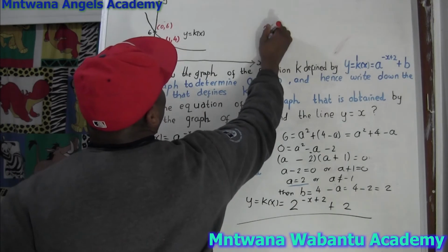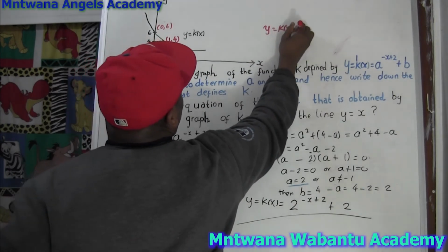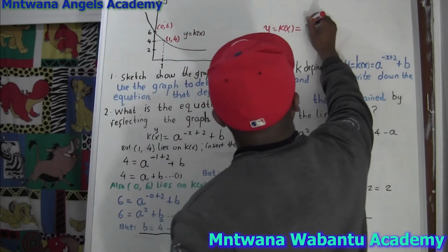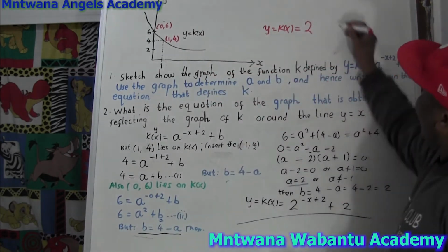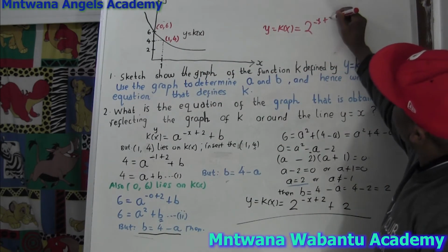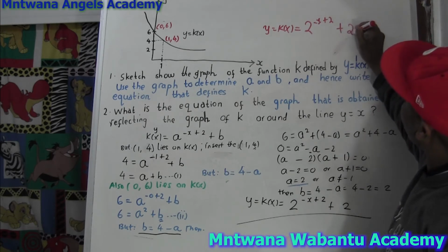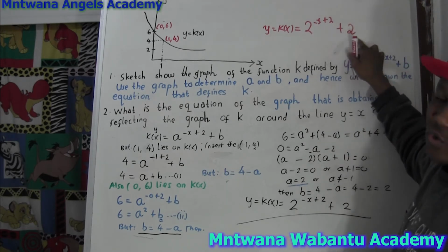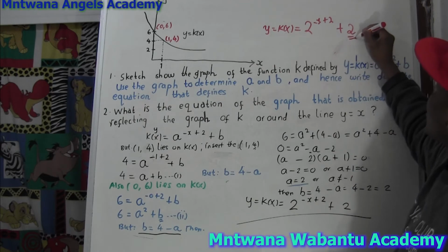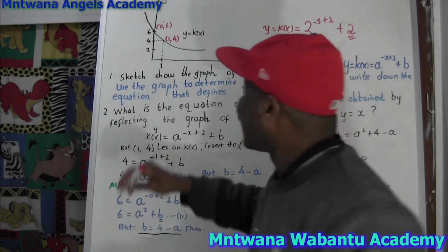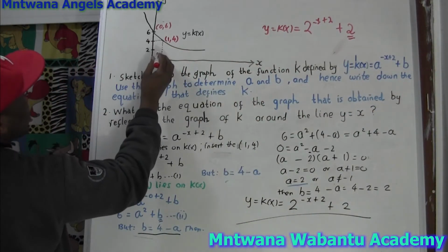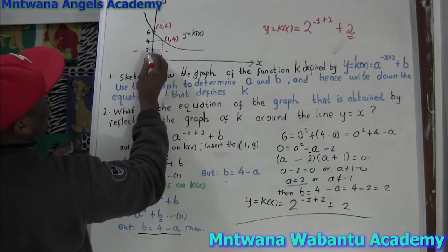K of x equal to 2 to the power negative x plus 2. See, this is the horizontal asymptote. This represents the horizontal asymptote where the graph is going to cut this. See, this is called the horizontal asymptote at 2.